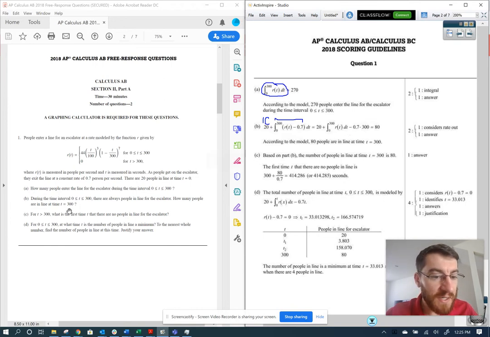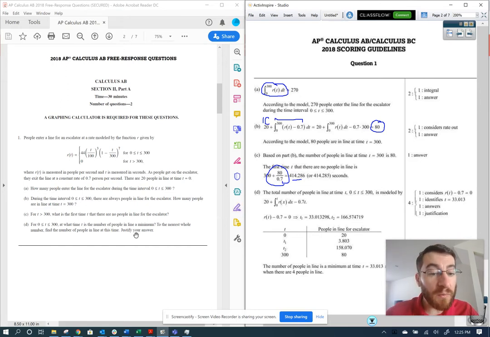So for part C, what's the first time that there's no people in the escalator? So after time t equals 300, then you just tack on the number of people that are coming out to make sure that all 80 of those people who are in line get out. So this is the little equation to do that, and then you get 414 seconds. Make sure you're accurate to 3 decimal places. But you'll notice you can round or truncate. They don't care.